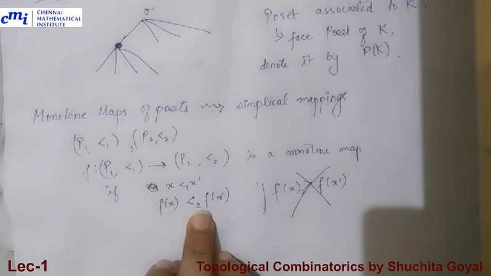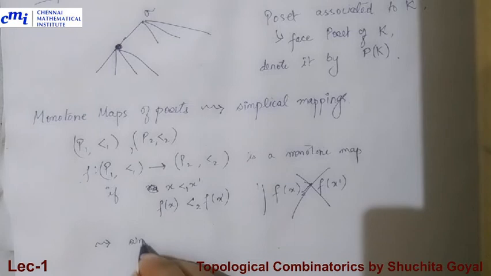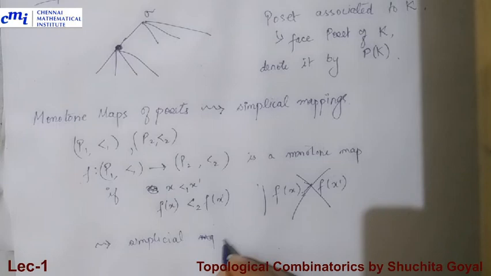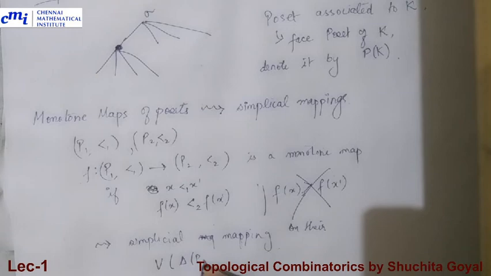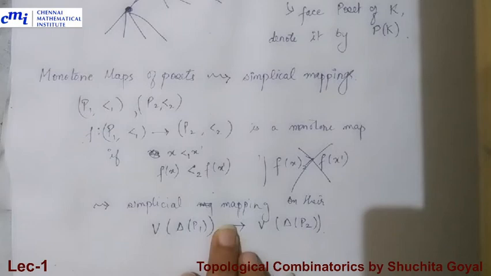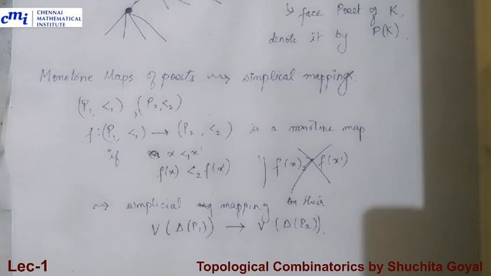And whenever this happens, what we know is that any such map on posets gives rise to a simplicial mapping on their associated order complexes, which means you will get a map from the vertex set of delta of P1 to the vertex set of delta of P2. Okay, so you're going to get this simplicial mapping starting from a monotone poset map of this kind. Okay, so this is pretty much it that I wanted to cover in the first lecture.